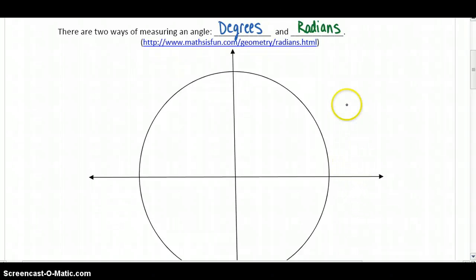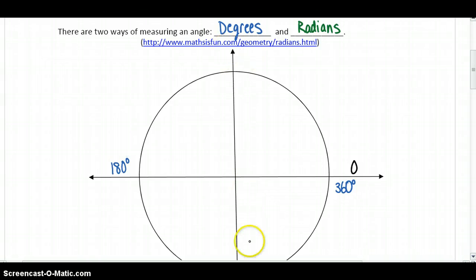If we start here at 0, we'll call this arbitrary 0. Let's start with degrees. If I want to start here at 0, does anybody know how many degrees are in a full circle? That's right, 360. So there are 360 degrees in a full circle. That would mean in half of a circle, there should be 180 degrees.